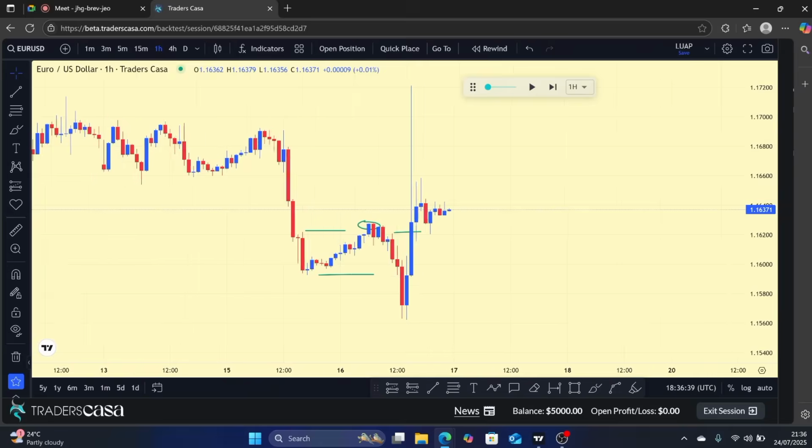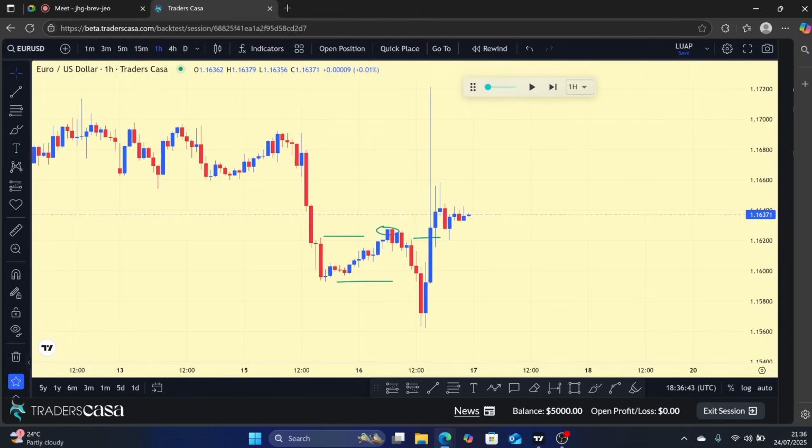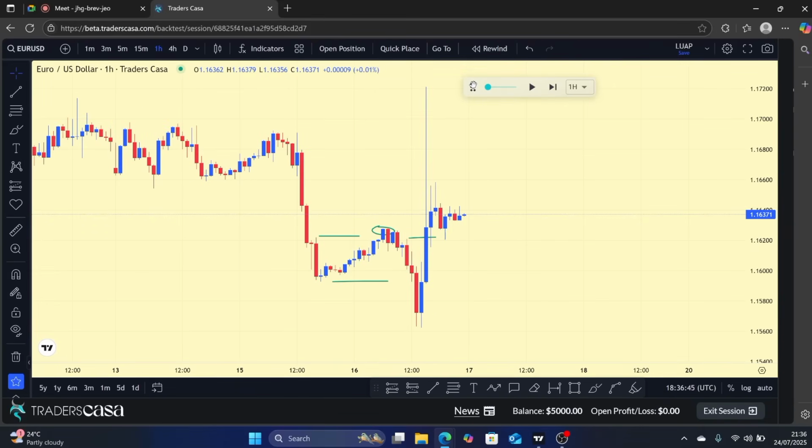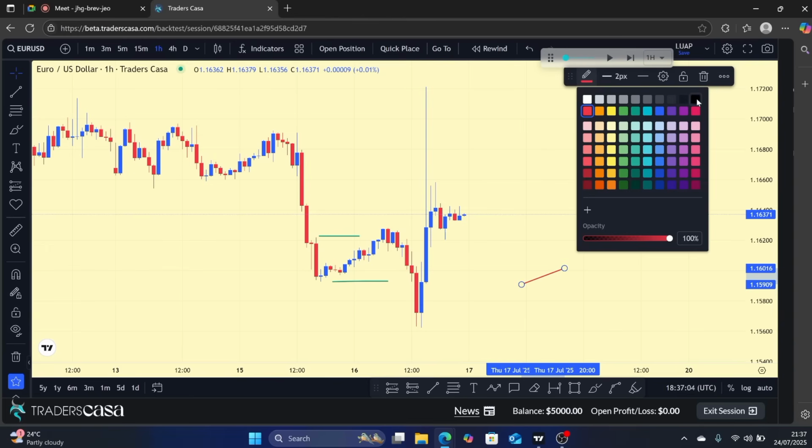Let me zoom so that you can see the candles correctly. I think that's great. Alright, so exactly here, let me get rid of this, and you can clearly see that this here is up. Let me use a line, even though I don't want to use one. Alright, let me make it like this, and let me change the color to black.